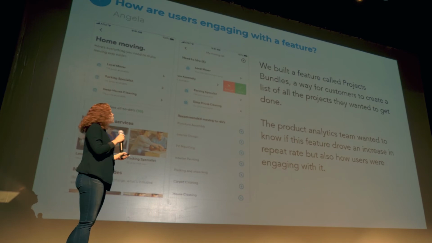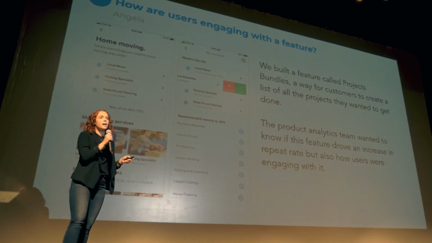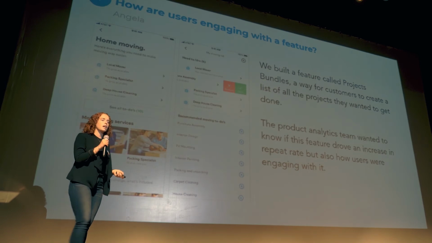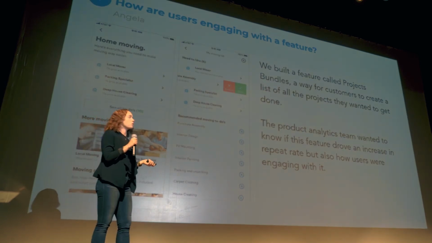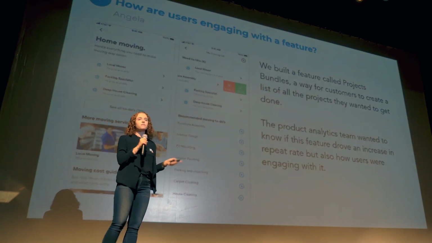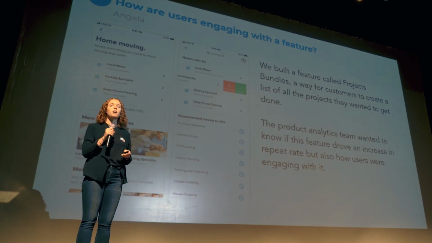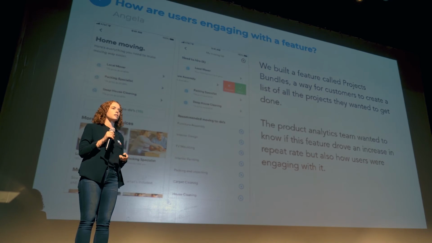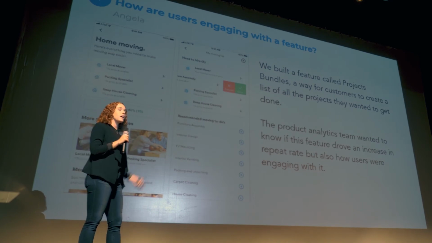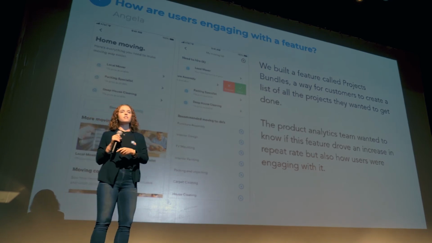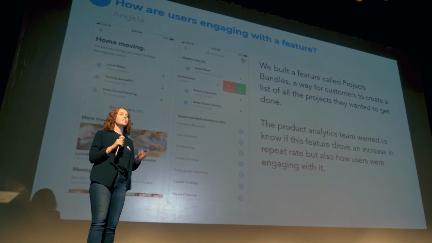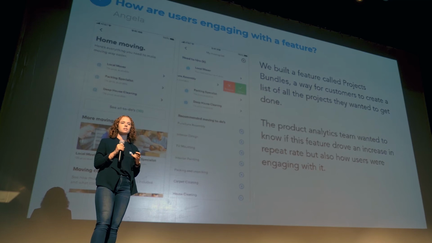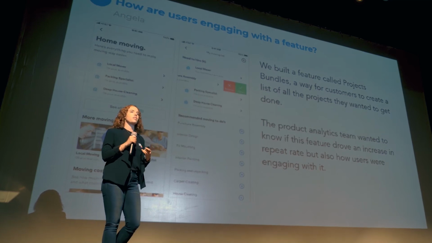So this first one, the question we're asking is, how are users engaging with a feature? Angela is an analyst on our customer growth team, and we built a feature called Project Bundles, where customers can create a list of all the things they want to get done. So maybe I want a handyman to hang the pictures, a TV mounter to hang a TV, someone to come in and paint the living room. I can make a list of all of these and get them all done on Thumbtack.